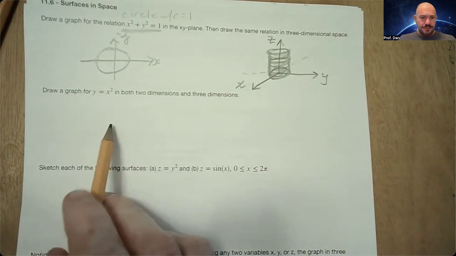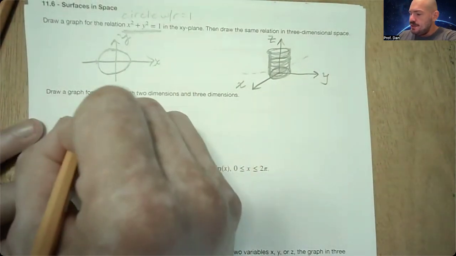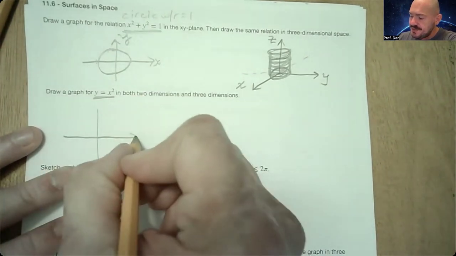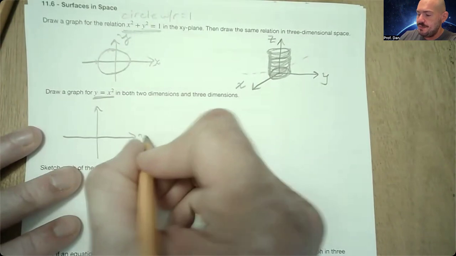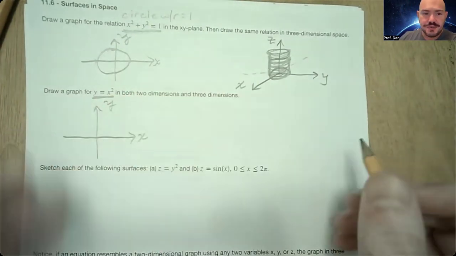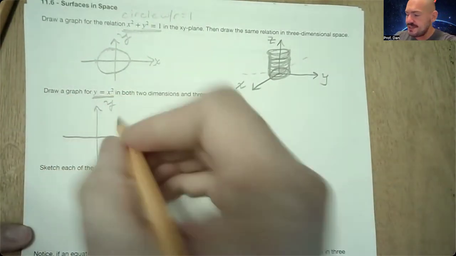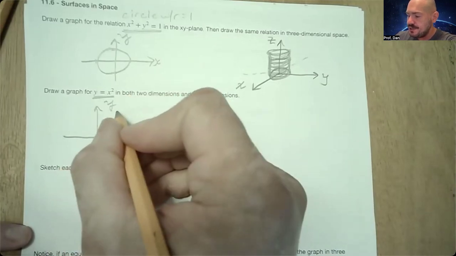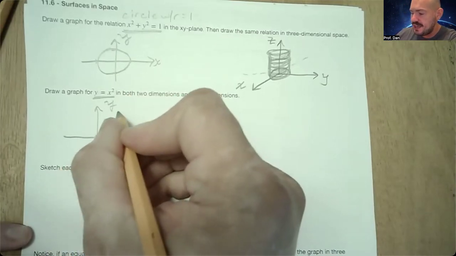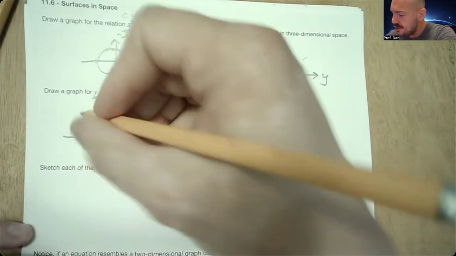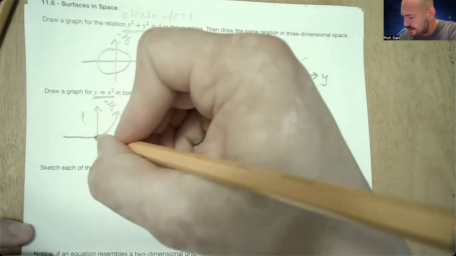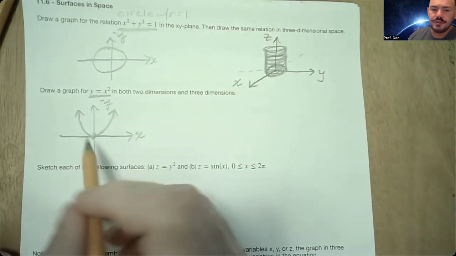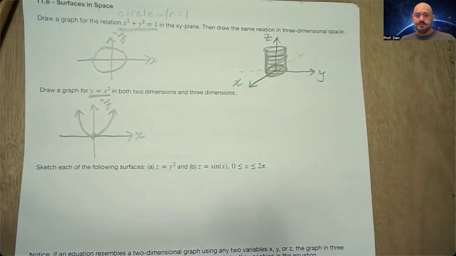Let's look at another example. So here we have the graph y equals x squared. We want to draw it in 2 dimensions first and then expand to 3 dimensions. So if I'm in the xy plane, we know that y equals x squared is the parent graph for quadratics. So we know that this is going to end up giving us a parabola that looks like this. All right, cool. Easy peasy.